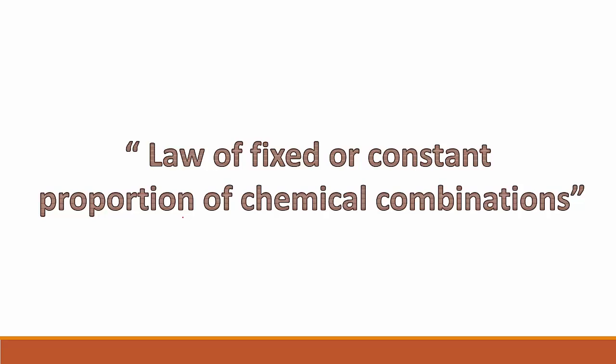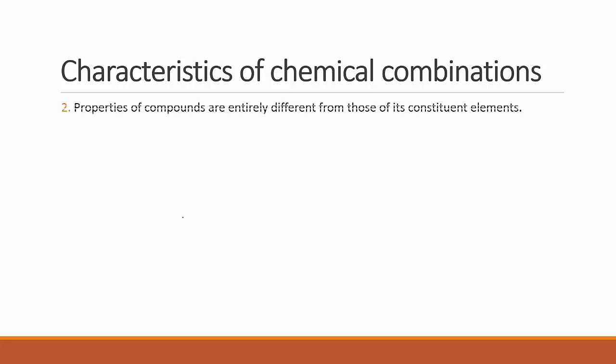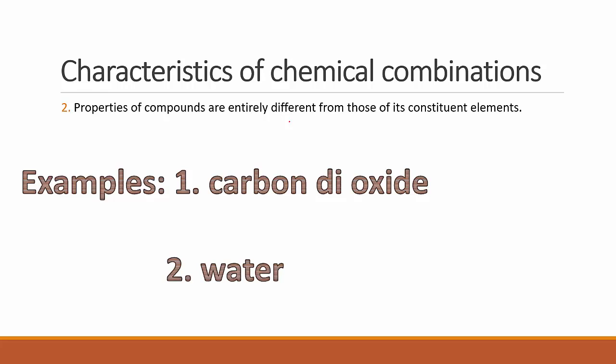What is the next characteristic? We'll see the next one now. So the properties of compounds are entirely different from those of its constituent elements. What does this mean? Let's see the two examples that we'll consider here. One is carbon dioxide and one is water. We'll first see carbon dioxide. So what is carbon dioxide consisting of? It has carbon and it has oxygen.